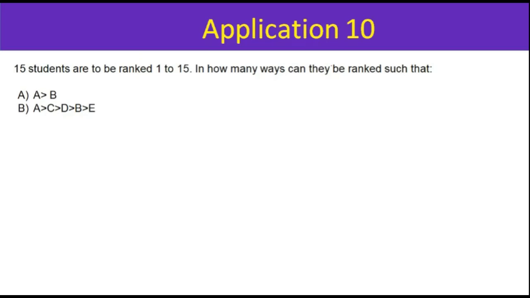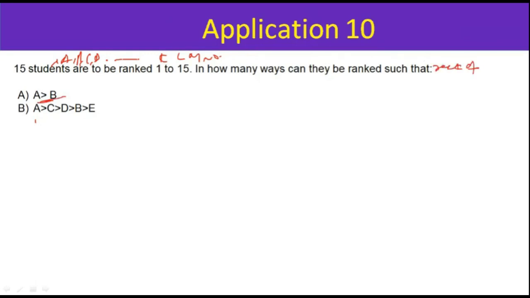Okay, try this. Now we're just trying to use the same concept, but trying to build more advanced questions on it. So you can assume the students to be A, B, C, D, E, F, G, H, I, J, K, L, M, N, and O. These are like 15 students. In how many ways can you rank them from 1 to 15 such that the rank of A is always greater than B?